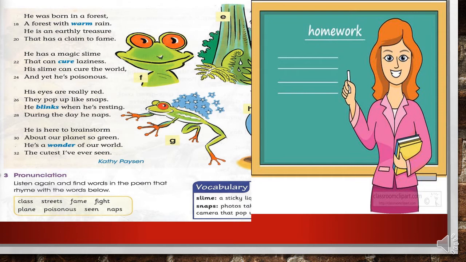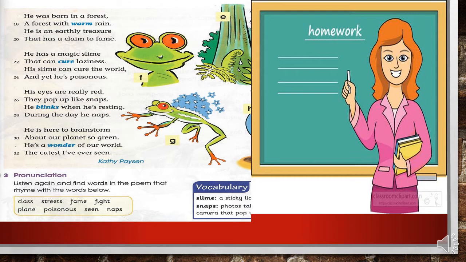And this frog produces slime, and this slime is like magic. It's like medicine, cures laziness. But still, this frog is very poisonous. And these are the main points.